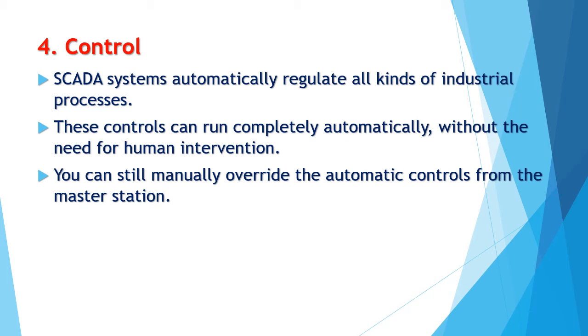The last function of SCADA is control. SCADA systems automatically regulate all kinds of industrial processes. For example, if too much pressure is building up in a gas pipeline, the SCADA system can automatically open a release valve. Electricity production can also be regulated to meet demands on the power grid. If you have a sufficiently sophisticated master unit, these controls can run completely automatically without the need of human intervention. Of course, you can still manually override the control from the master station. This is for safety purposes.